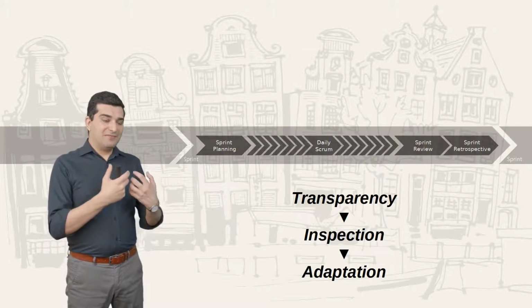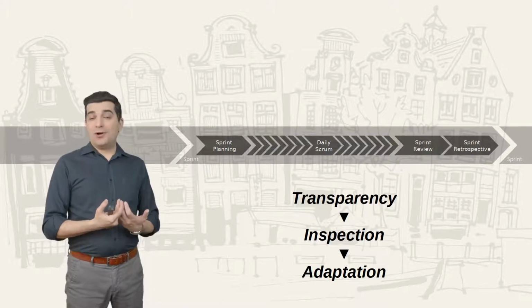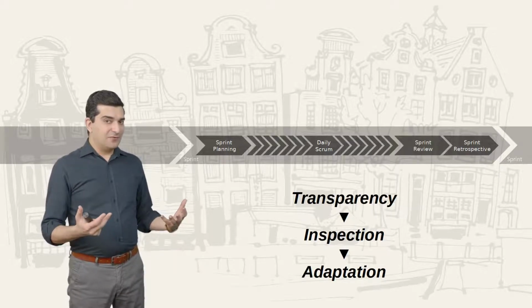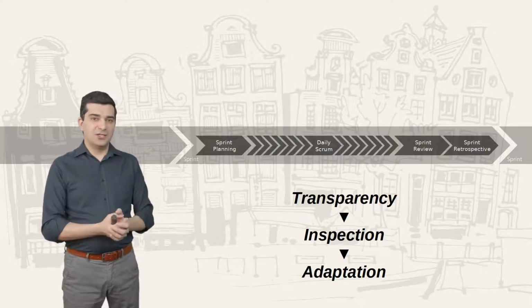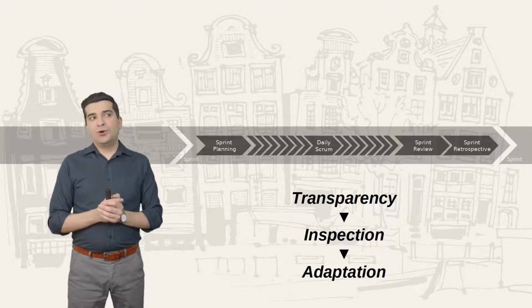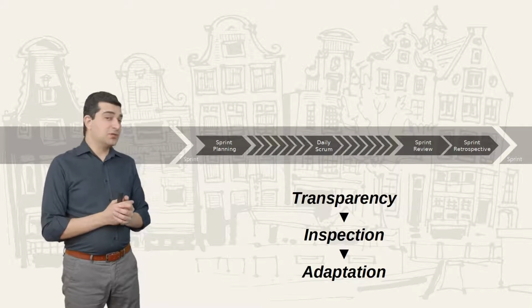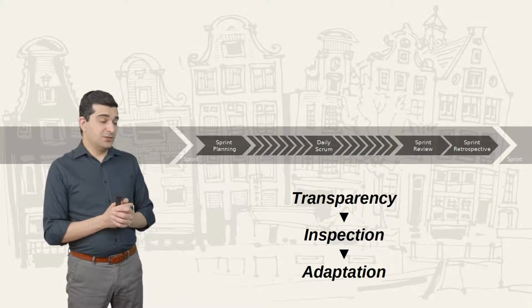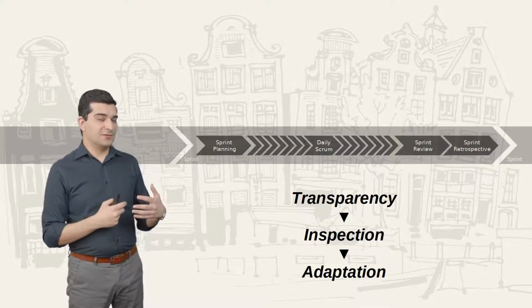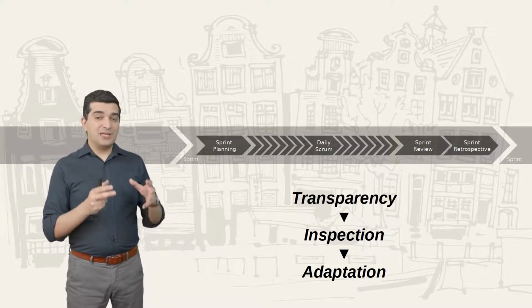In order to have proper inspection, you also need to have transparency, meaning that the product has to be clear. For example, when you say that something is done, what do you mean by done? Do you also include user documentation? When you say something is done, does it mean that it also has user documentation or something else? So it has to be transparent.